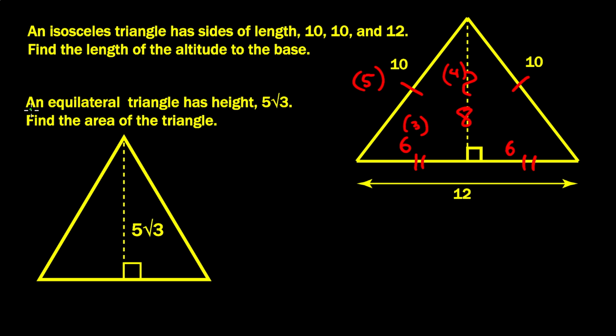Now we're going to come over to the second question. An equilateral triangle has height 5 root 3. Find the area of the triangle. So for this one, we'll use different colors for the angles and the segments.